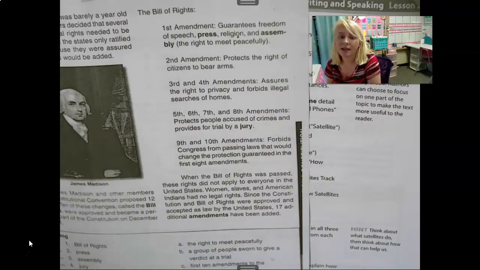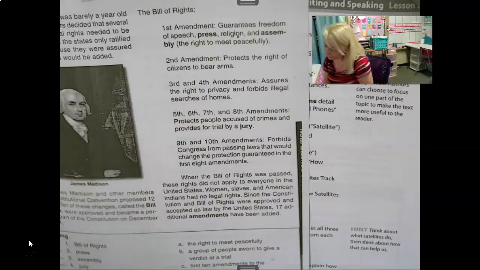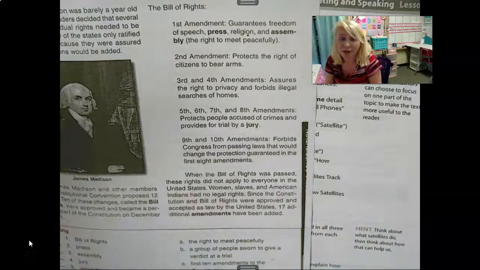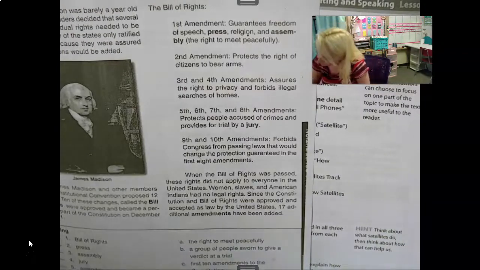Fifth, sixth, seventh, and eighth amendments are for if you're charged with a crime and you're put on trial; these are your rights as a defendant. And the ninth and 10th amendments basically are saying that the government cannot deny you your rights. It can't decide all of a sudden to get rid of the Bill of Rights. Even if you don't want your rights, you still have them.